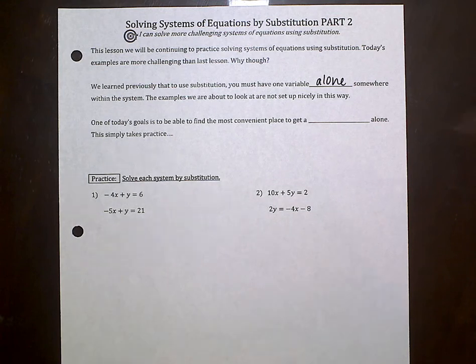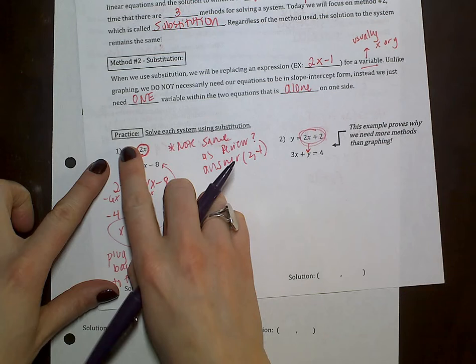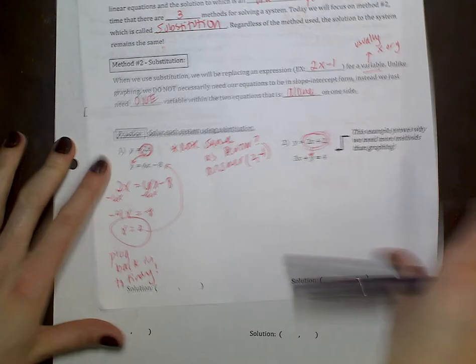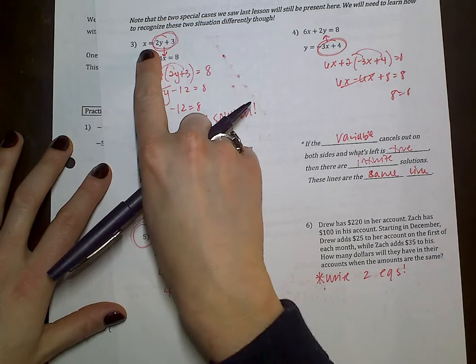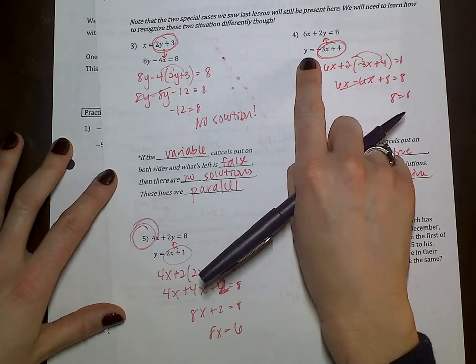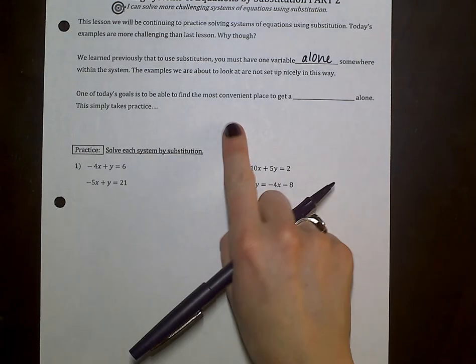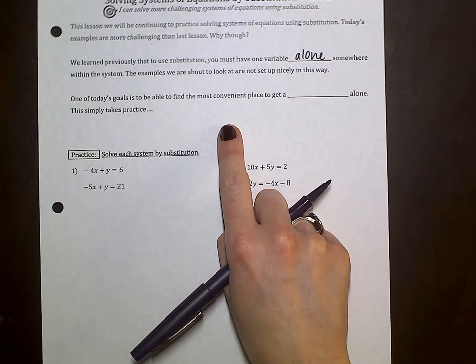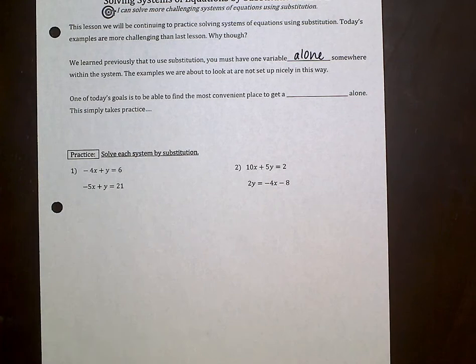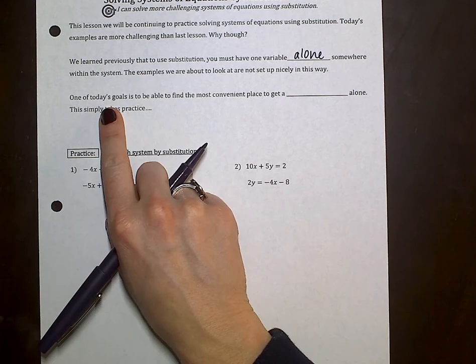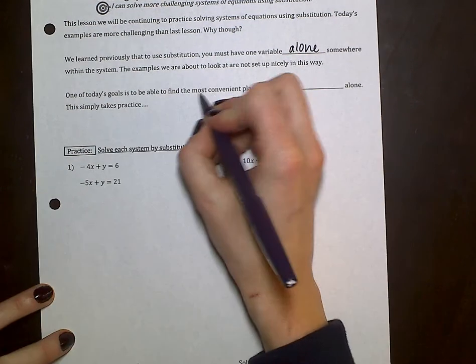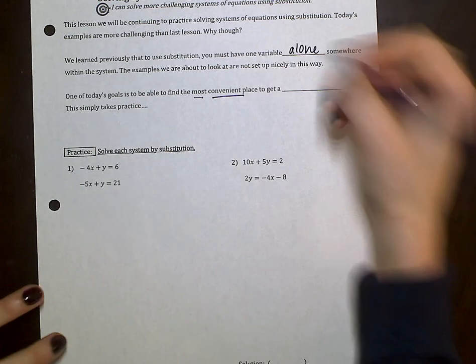Okay, so if I look at the notes from last time, these both had y alone. This one had y alone. This one had x alone. This one had y alone. So they were already set up nicely. These examples are not going to be set up nicely, making them more challenging. So one of today's goals is to be able to find the most convenient place to get a variable alone.